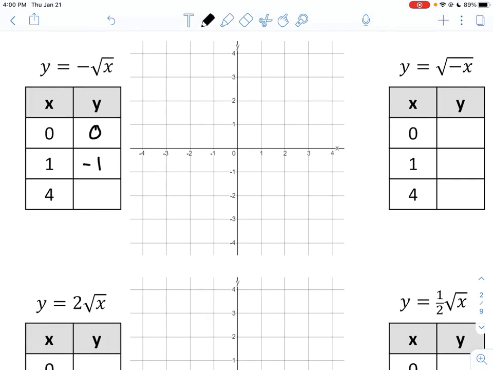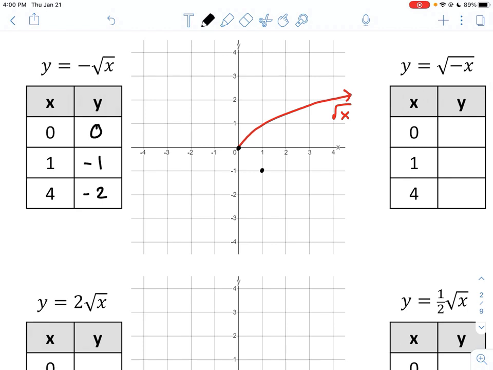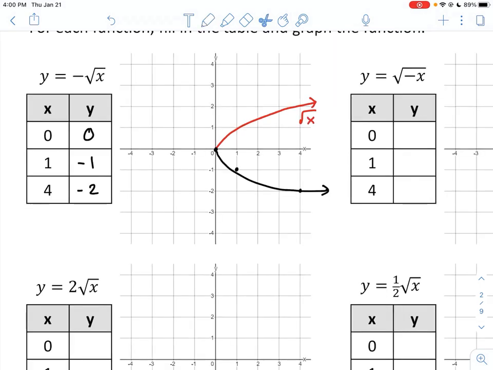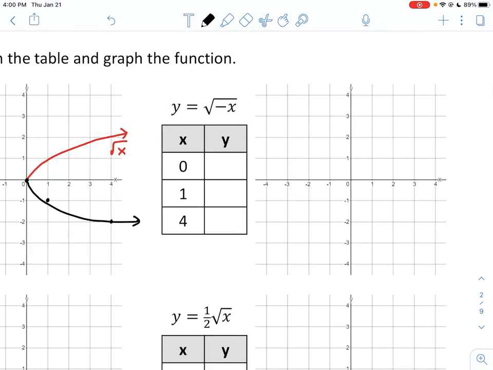Plug in 4 for x and take the square root, and then do minus, we get negative 2. My new graph also goes through 0, 0, but it goes through 1, negative 1, and 4, negative 2. So what we have here is a reflection of the red graph across the x-axis. In general, if you multiply a function, so multiply radical x by a negative 1, you're going to produce a reflection across the x-axis. What about if the negative is inside?